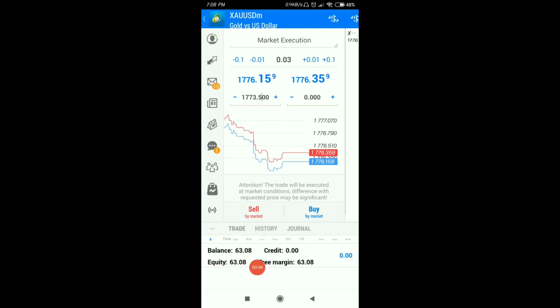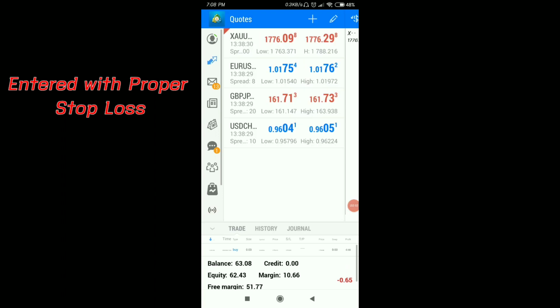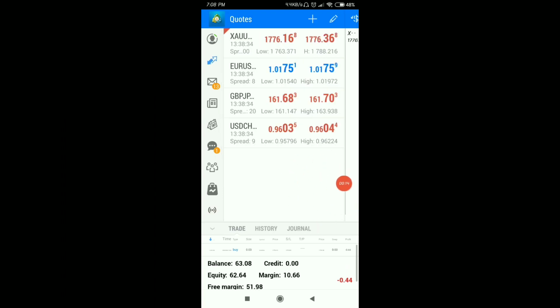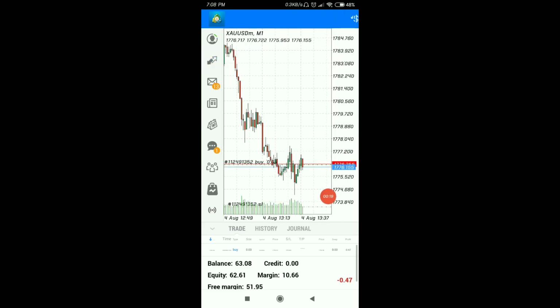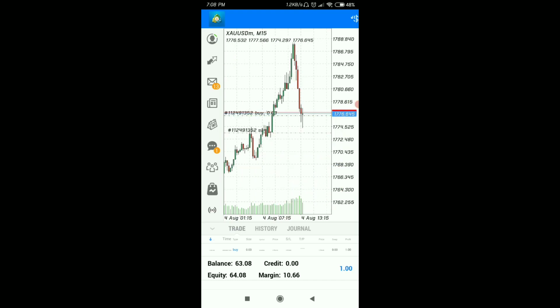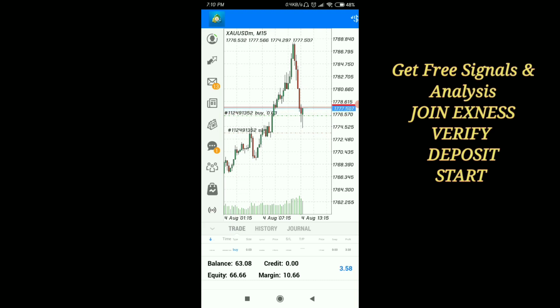So guys, this is live trading. We are trading in gold. After this trade, I'll explain why we entered this position. I'll explain everything, each and every thing. The video is very interesting guys, so let's see what happens. Now we have entered the position with a stop loss, as you can see over here. Let it be.